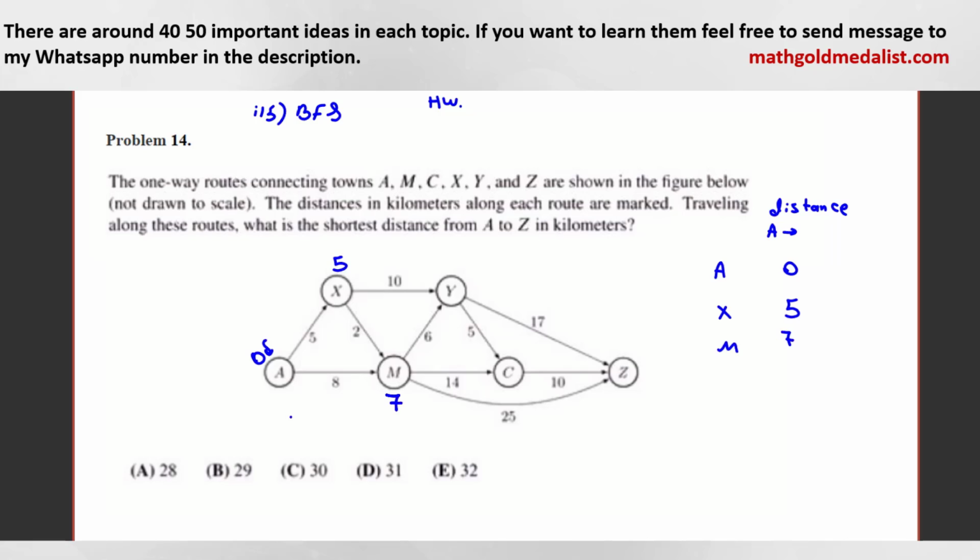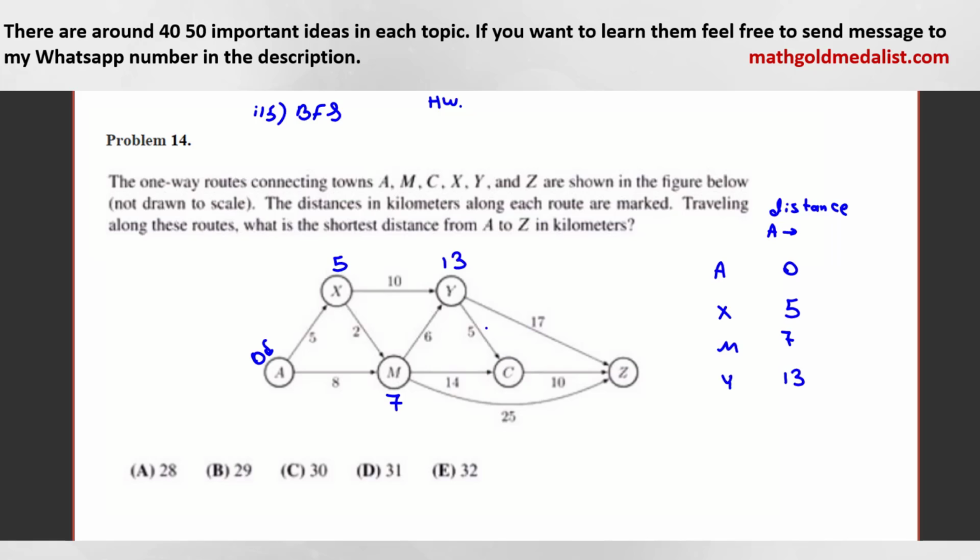Now, in the next step, if you want to, for example, fill C, because you can go from Y to C, and we've not added Y here, we should fill Y first. If you consider Y, from X and M, you can only go to Y. So if you check 5 plus 10, 15, 7 plus 6, 13, it is better. So Y will be 13.